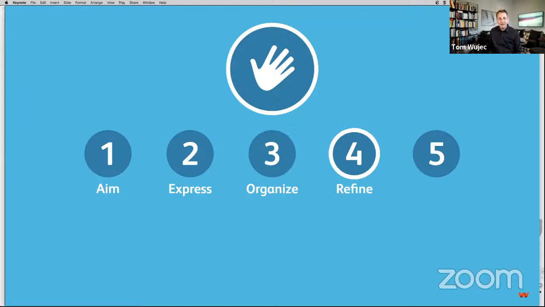4, refine the model. Go from your sketch to a better quality sketch. There's no such thing as good writing. There's only good rewriting, editing, fixing. Yeah, you know what I mean. And then finally, share. So, share with others and get feedback. So these are the steps that we'll take.